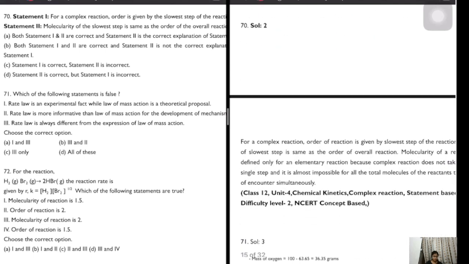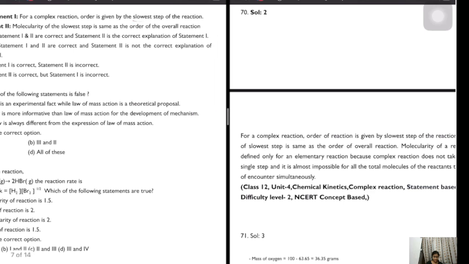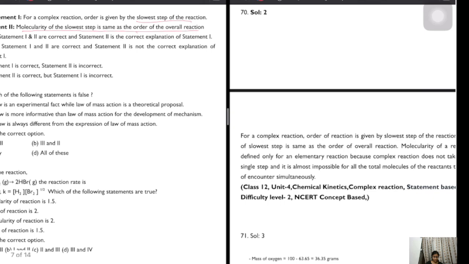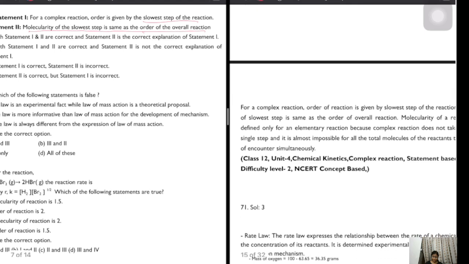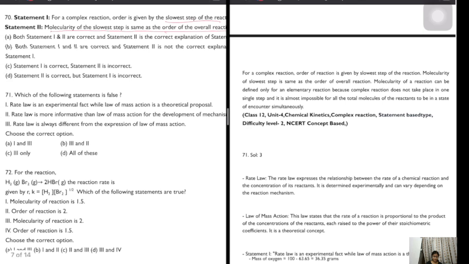Now, in the next question, what do we have? Statements are given and we have to select the following option. Statement 1 says for a complex reaction, order is given by the slowest step of the reaction. And this is correct, obviously. And statement 2 says molecularity of the slowest step is the same as the order of the overall reaction. See, for a complex reaction, we always take the order of the slowest step because the rate mainly depends on that step. But there's no linkage between statement 1 and statement 2. So it is definitely not explaining statement 1.